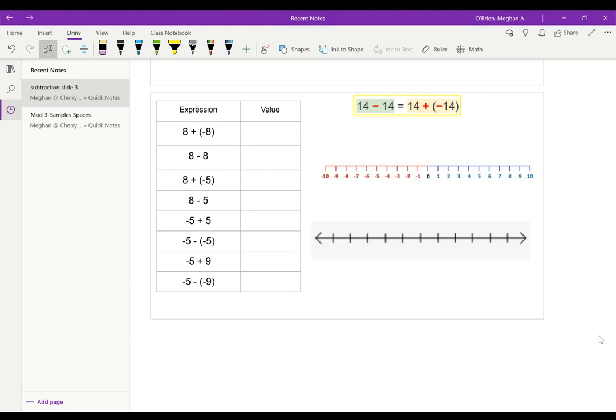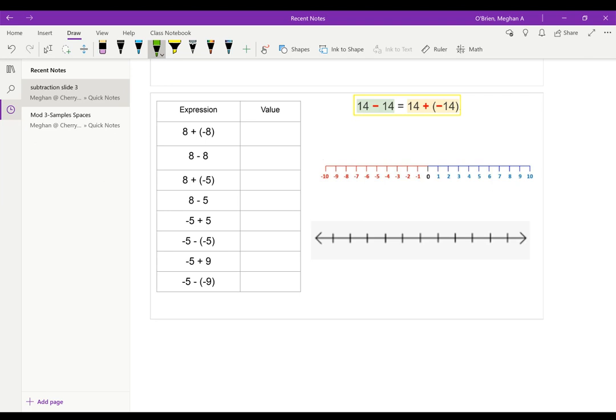Okay, so we learned that 14 minus 14 is the same as 14 plus negative 14. They're equivalent because their values are the same. They're both 0. So we want to take this and apply it to other problems. Subtraction is the same as adding the opposite, adding the inverse.